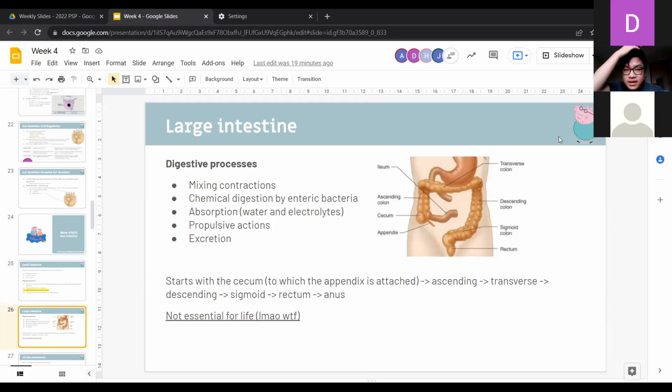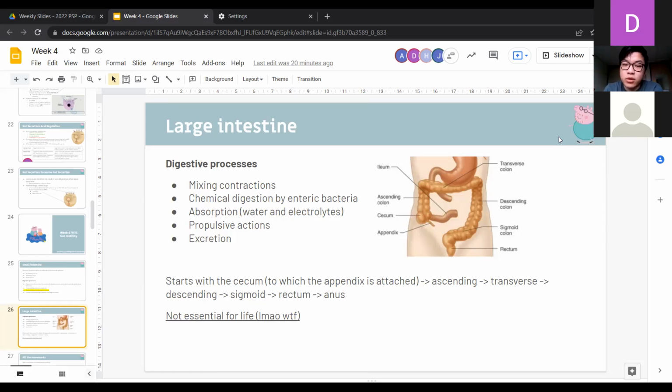As for the large intestine, it's mostly all about absorption, so reclaiming all of the water and electrolytes present in the food. So a lot of what occurs is mixing contractions and also a lot of chemical digestion by enteric bacteria, as well as propulsive actions and excretion. Those two obviously go hand in hand.